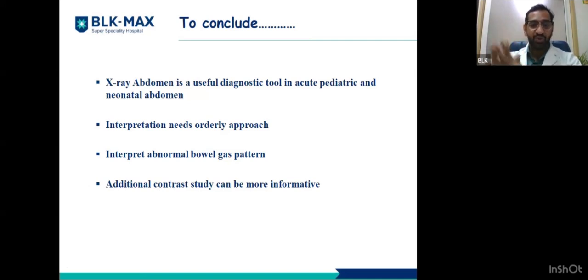So I would like to just conclude here. X-ray abdomen is a very, very important diagnostic tool, especially in the pediatric and the neonatal abdomen. Most of our diagnoses related to gastrointestinal anomalies can be made just by reading a good X-ray. Interpretation needs an orderly approach. One should be able to interpret what is a normal gas pattern and what is an abnormal gas pattern, and that's how you can make your diagnosis. If required, you can do an additional contrast study, which can add to your information.